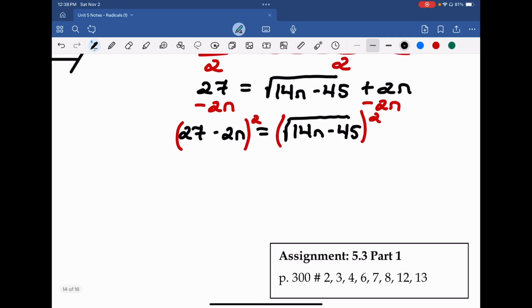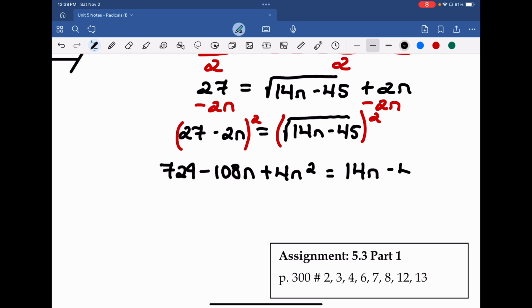There we go. And then doing the math here, 27 times 27, because we would write this out twice. So maybe, to save some room, I won't write it out twice. I'm going to get that this is 729. And then our middle term is going to be negative 108n. And then we're going to go plus 4n squared is equal to 14n minus 45, because we got to eliminate that radical.